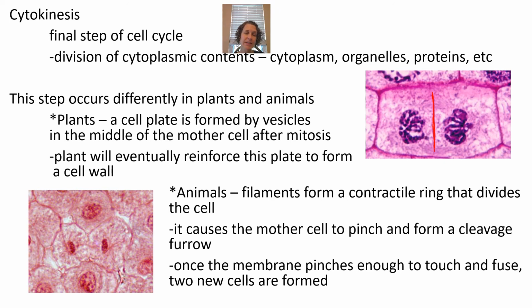And so what happens is filaments form like a little contractile ring that will divide the cell. So it's kind of like a drawstring on a bag, and then you pull it tight and it kind of squeezes in. So this causes the mother cell to go from a circle and kind of pinch in. So you have two separate cells, and then they can separate, and it forms what they call a cleavage furrow. So that's kind of this little indentation here and up here. So that's forming, separating those two cells out. And once the membrane pinches enough together, then your two cells are formed.